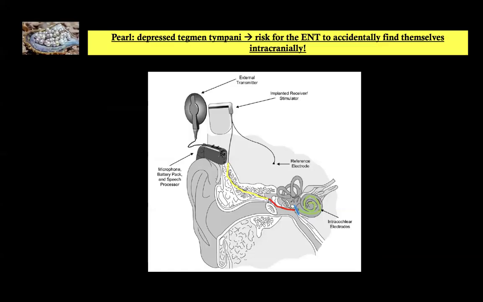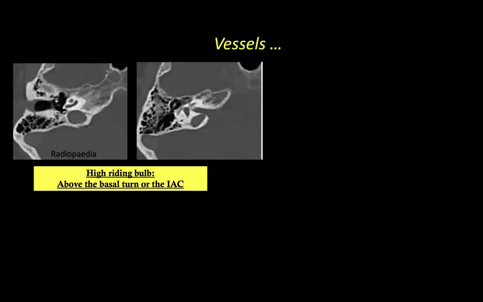So the depressed tegmen tympani, my parallel is, remember there is a risk for the ENT to accidentally find themselves intracranial. What about the vessel? High riding bulb, they can say above the basal turn or above the internal auditory canal, depending on the literature. So have a look and describe accordingly.